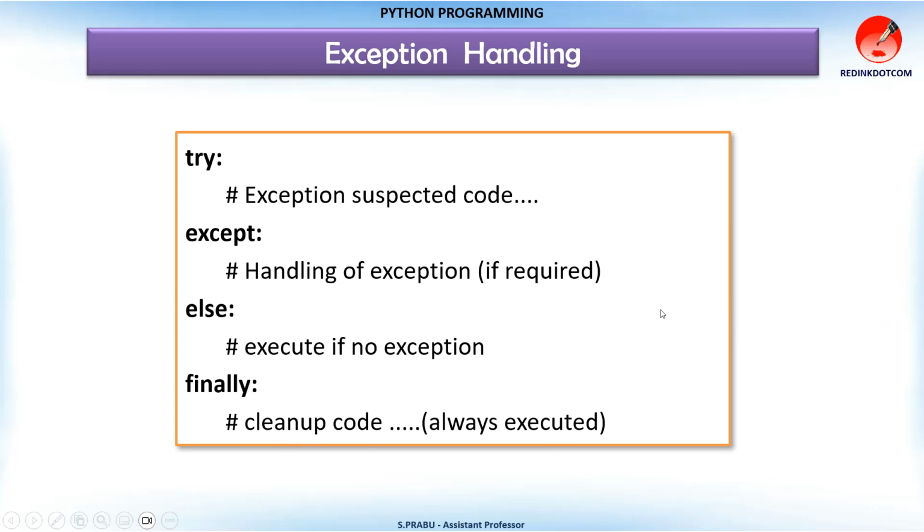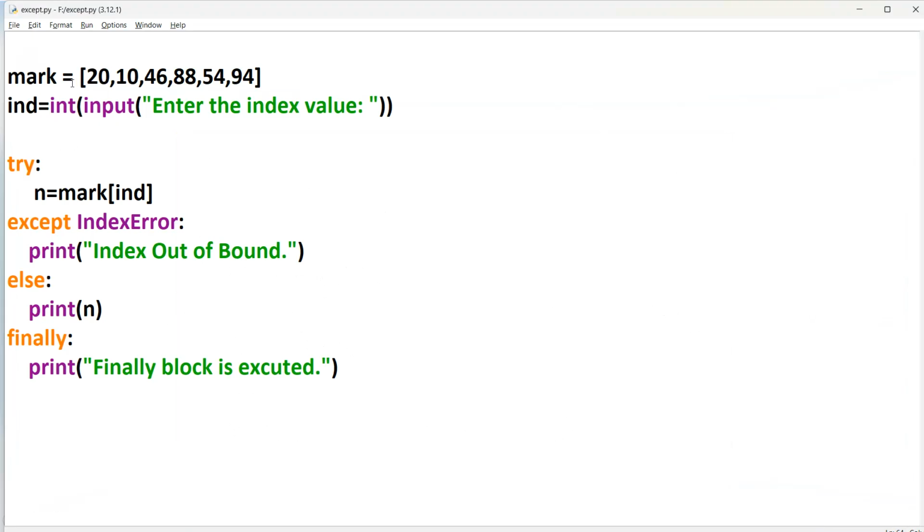Let's see one example program. In this example, I can store a particular student's marks in a list. There are 6 marks. I can read the user input to specify the particular position of the mark. If the value is 0, I can print the mark as 20. If the value is 5, I can print the mark as 94. So after reading the user input, I can assign the mark into the variable called n.